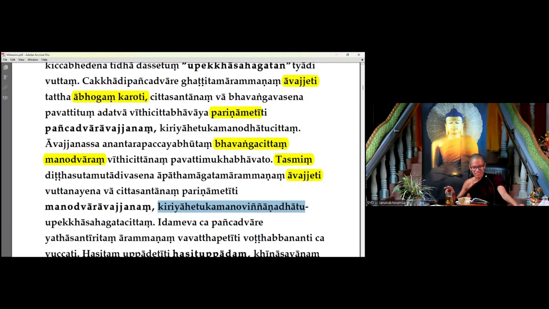But there are some adjectives: it must be ahetuka, it must be kiriya, and it must be ubekha sahagata. Because of saying ubekha sahagata, it cannot be hasituppada. Because of saying ahetuka, it cannot be sahetuka. Because of saying kiriya, it cannot be vipaka. So another name of this mind is kiriya, ahetuka, mano vinyana dhatu, ubekha sahagata chitta.